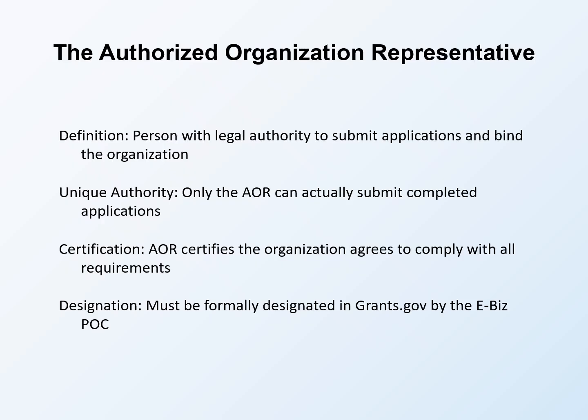Unique authority means only the designated AOR can actually submit completed applications. Other team members can prepare applications, complete forms, and upload documents within the workspace. However, the final submission that sends the application to the funding agency requires the AOR. If your AOR is unavailable when you need to submit, you cannot submit.